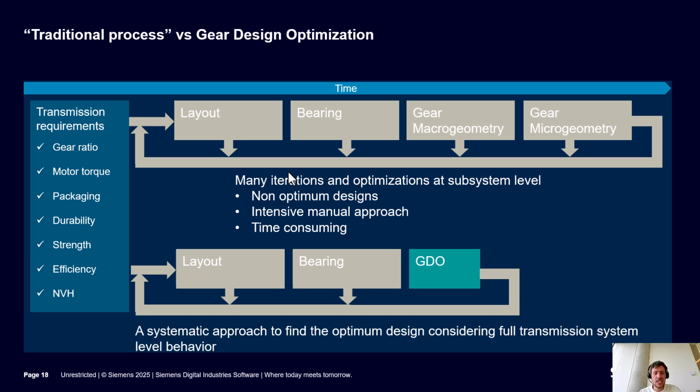And the advantage is really that you have a systematic or automated approach to find the global optimum design, at the same time considering your full transmission system level behavior. Again, it's important that you take into account the influence of the compliance of the transmission housing on the gear contact detection when optimizing your gear geometry.